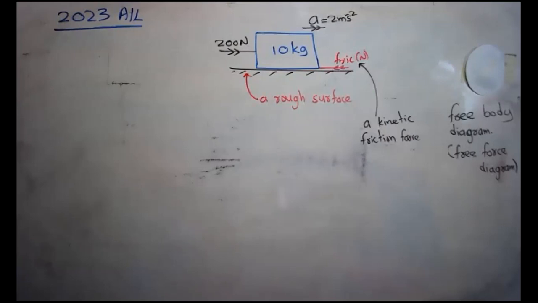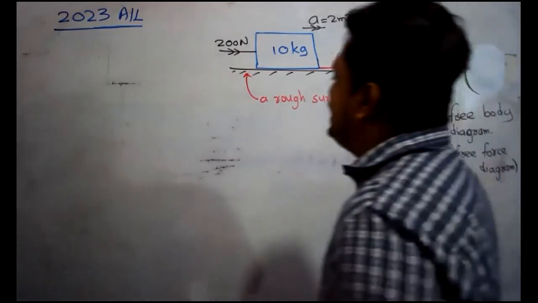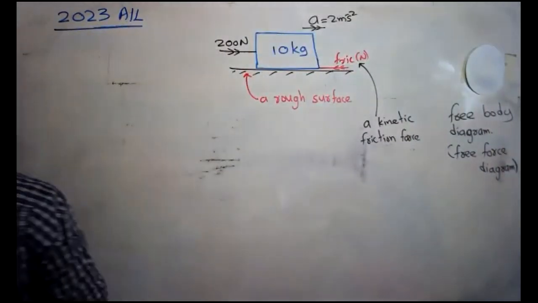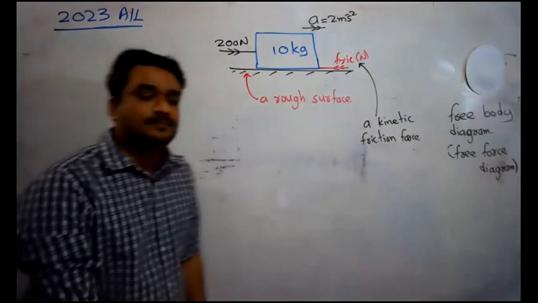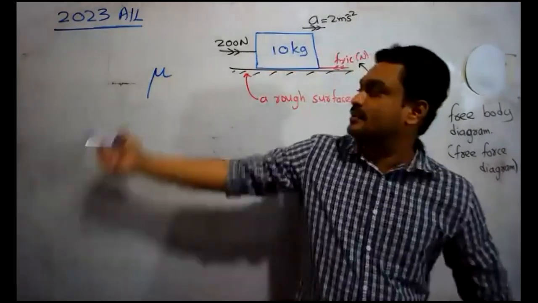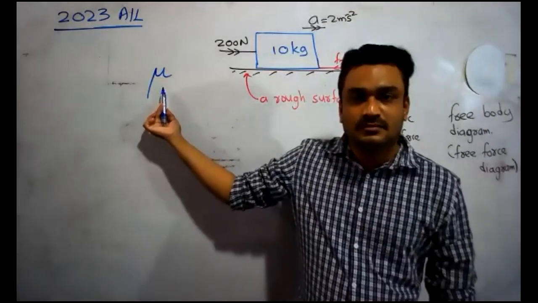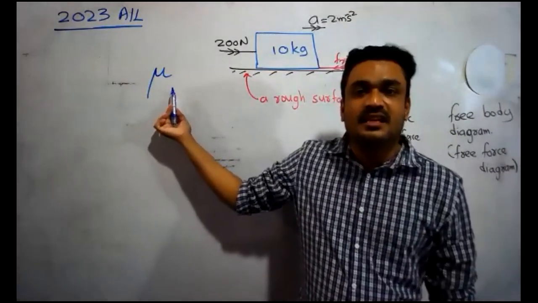Right. So thank you, dear. Three students helped us. Now, how they given us the value of mu? Is it given in the question or not? Somebody please tell me. Not given, sir.